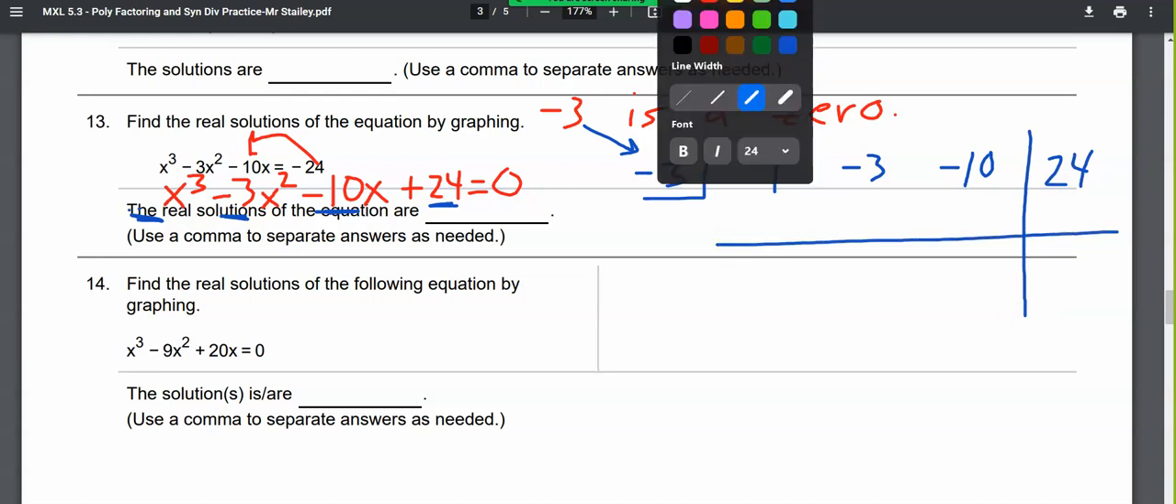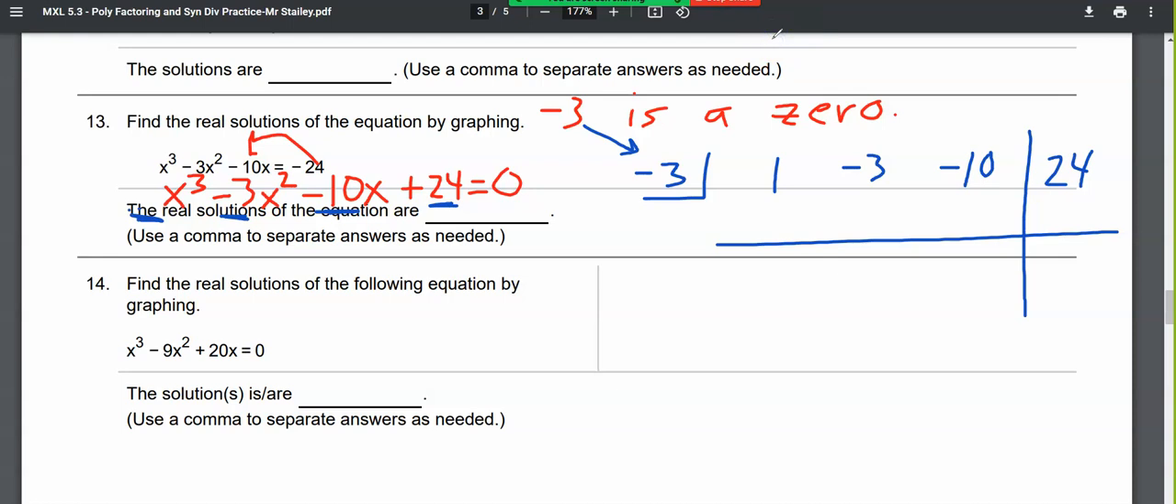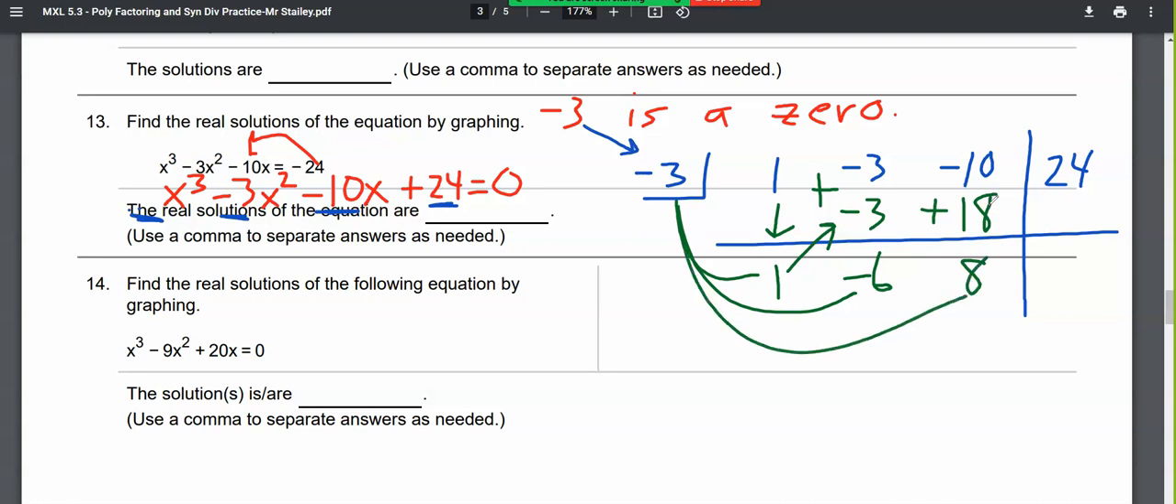The reason I separate the last column, in case you're wondering, is because I want kids to realize that we get a remainder of 0. Now, eventually, we're going to do things where we don't get remainders of 0, but that's for a separate section. We carry down the 1. We multiply. And we add. And we just keep repeating. Multiply. Add. Multiply. Add.